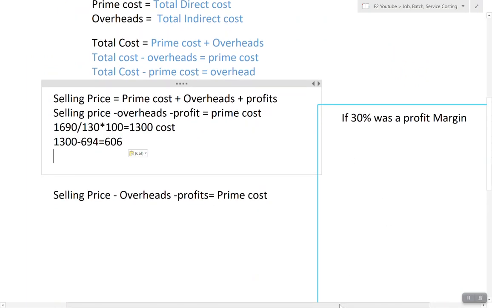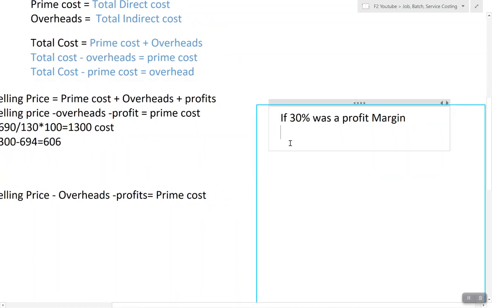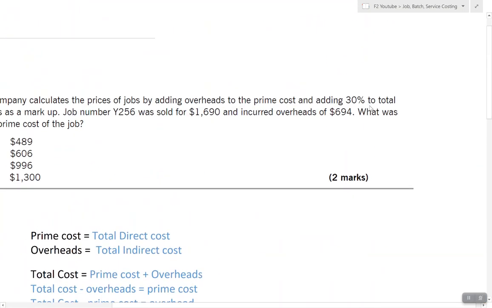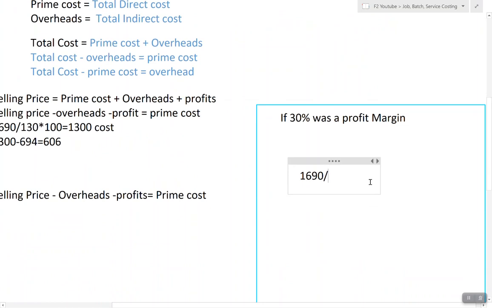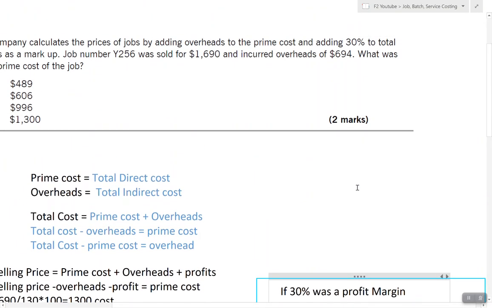Okay, let's assume that this 30% was not markup, it was margin. So then we would have done it like this. We would have taken 1690 divided by 100, multiplied by 70. It will give us cost because 100% would be the selling price, minusing 30%, 70% would be cost. So 1186 minus 694. 489 would have been the answer. That 489 is also in the list here.